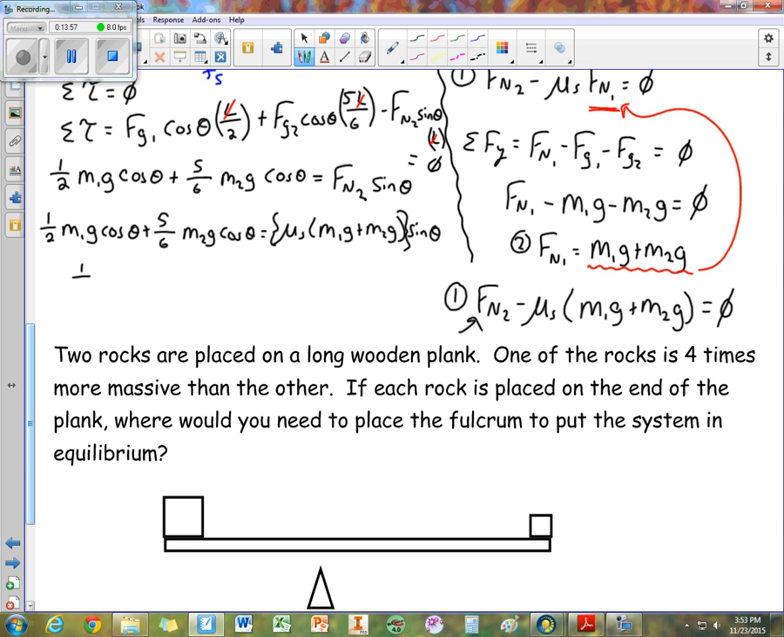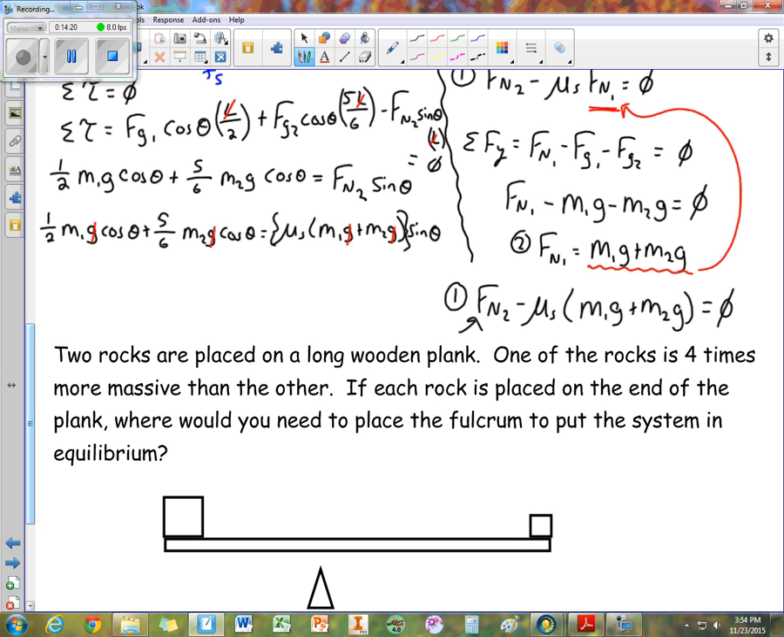Actually, before I do that, notice in this equation that the g's will cancel out. Think about that for a second. We can factor out g's, and those would all cancel out. So this doesn't even matter what planet we're standing on. That's how cool this stuff is.